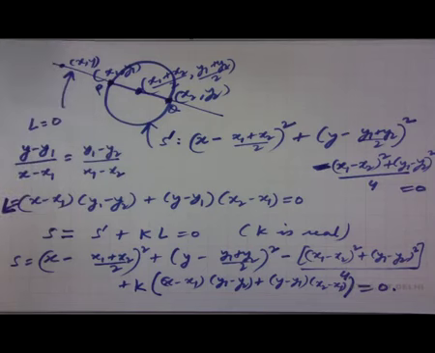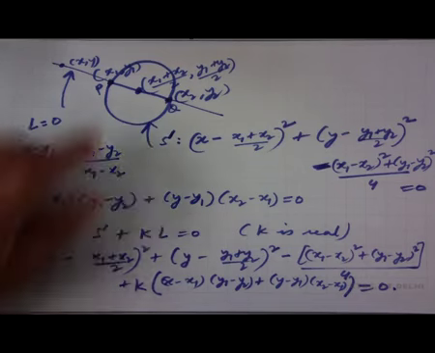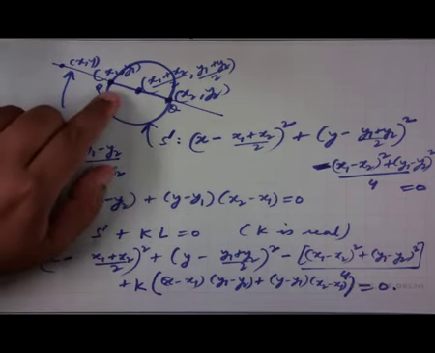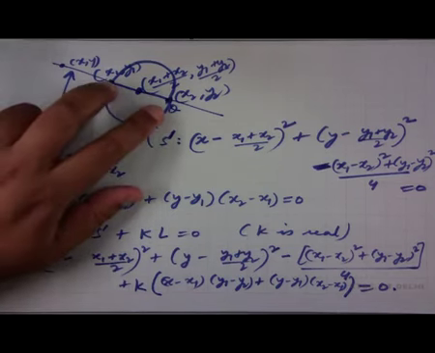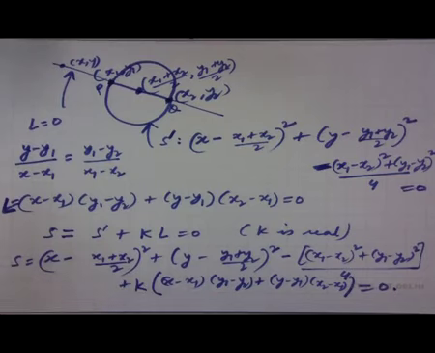So, this is the equation of all such circles which will pass through these two given points x 1, y 1 and x 2, y 2, and k is real valued. So, we can keep changing k and we can keep on getting different circles.